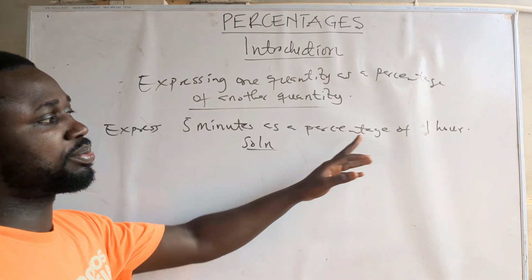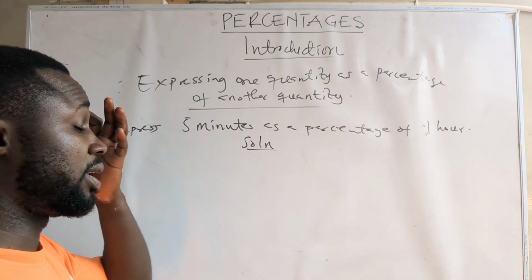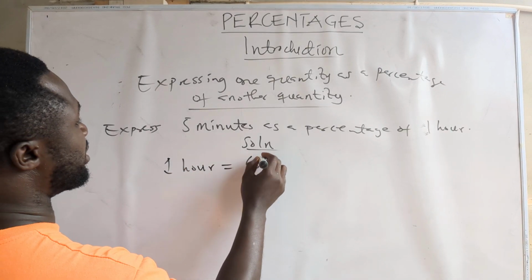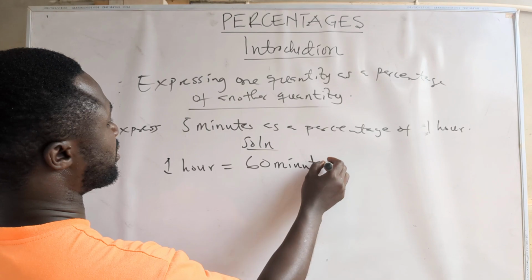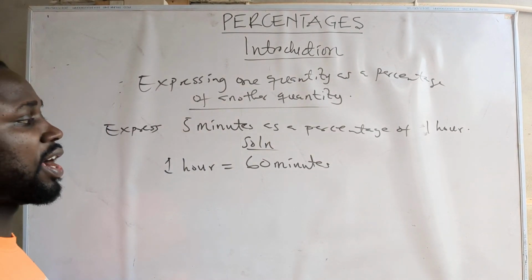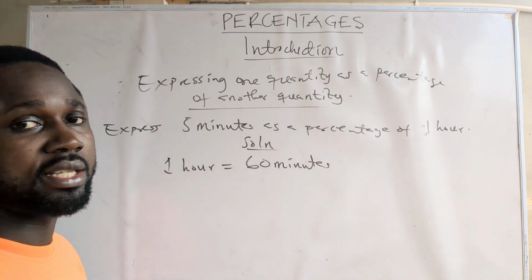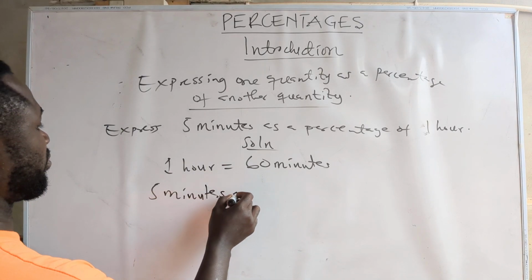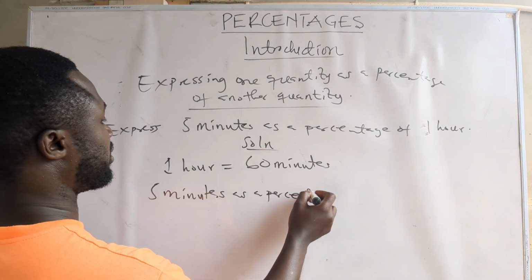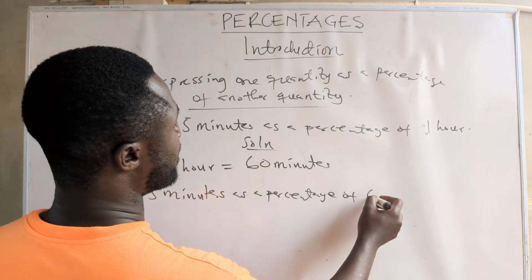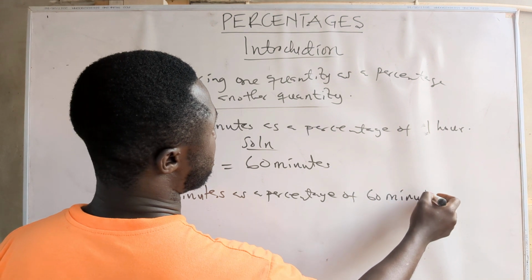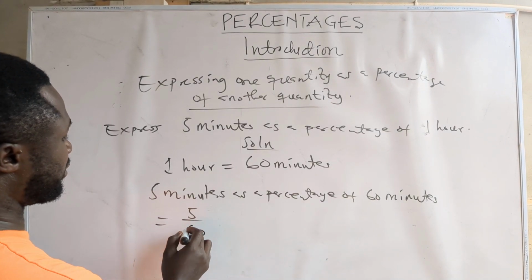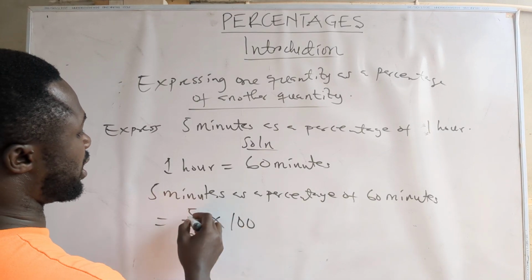I think it will be simple to express the hour in terms of minutes and calculate, alright? So 1 hour is equal to how many minutes? 60 minutes. Okay. And you are supposed to express 5 minutes as a percentage of 60 minutes. So 5 minutes as a percentage of 60 minutes, which is 1 hour, will be equal to, we take the 5, then we divide by the 60, the total, and multiply by 100.